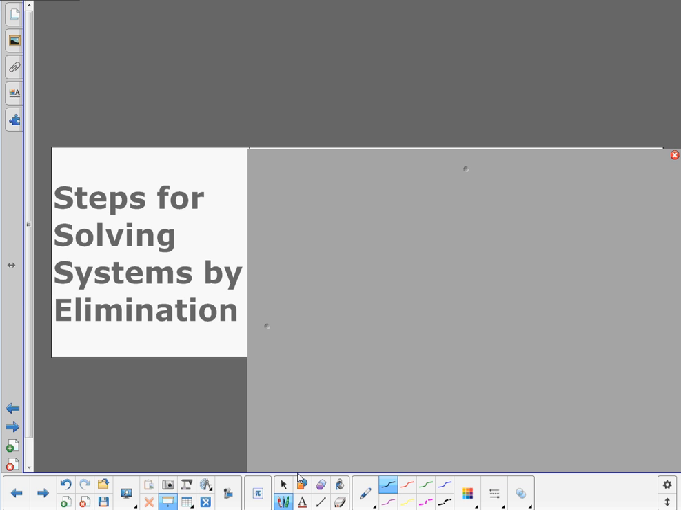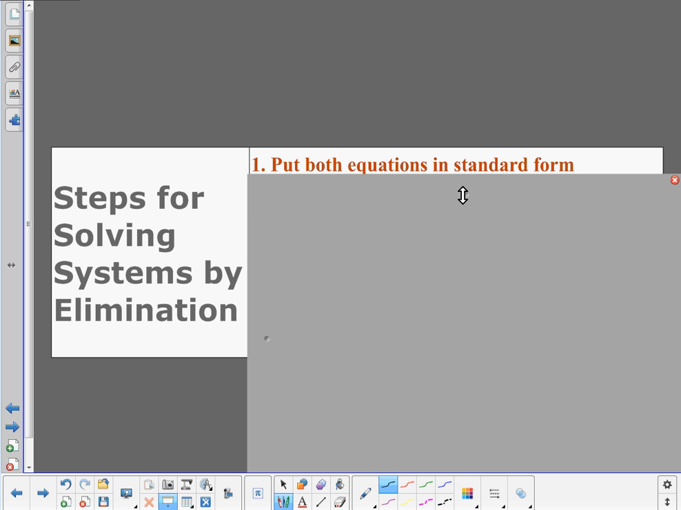Steps to solving using elimination. Again, you're probably going to have to write kind of small in that box, just to let you know. The first step, make sure you have both equations in standard form. That's where we have that ax plus by equals c. You need the x terms and y terms together on the left and the constant over there on the right.